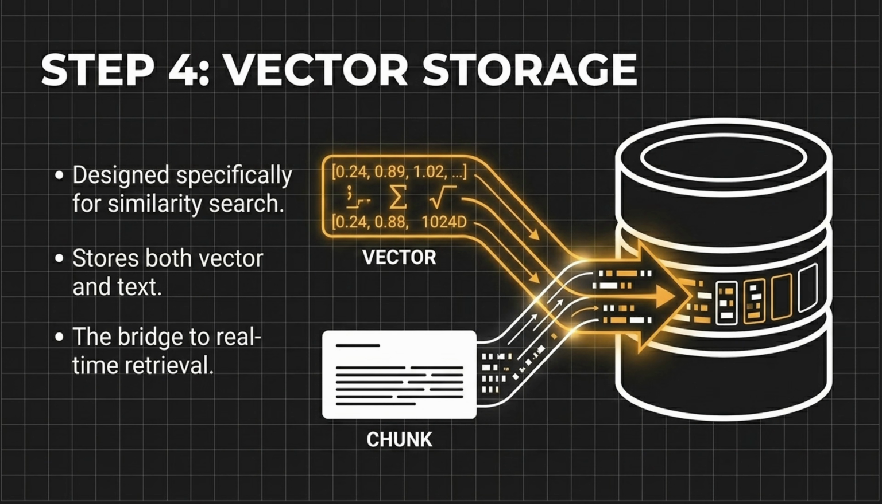The fourth step is storing. Once you have all your vectors, you store them in a vector database. This is a database that is specifically designed for similarity search. It stores both the vector and the original text chunk, so when you find a match, you can retrieve the actual content. That is the ingestion pipeline. Documents go in, searchable vectors come out. You run this offline whenever your data changes.